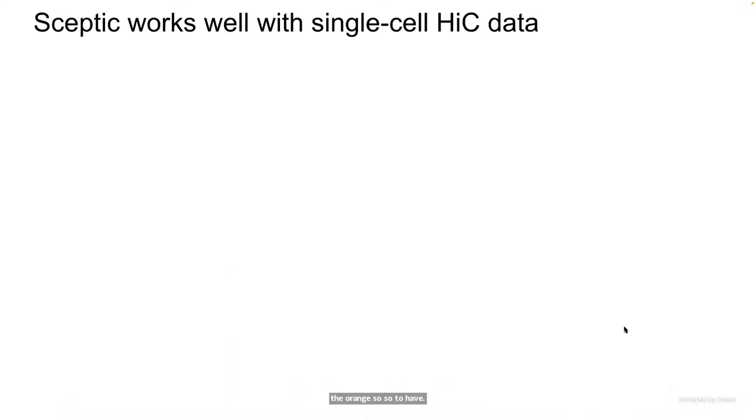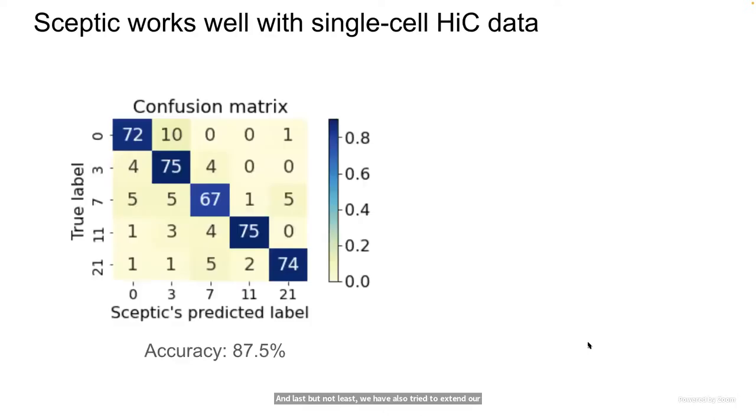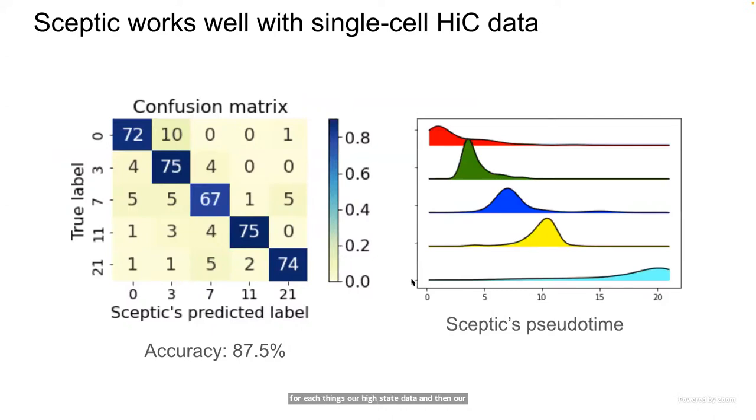And last but not least, we have also tried to extend our framework to the single cell Hi-C data. For this purpose, we extract the contact decay profile for each single cell Hi-C data, and then run our SKEPTIC model. We get a pretty decent accuracy. And here are the pseudotime for the 5 time points. You see those distributions are not very overlapped with each other.